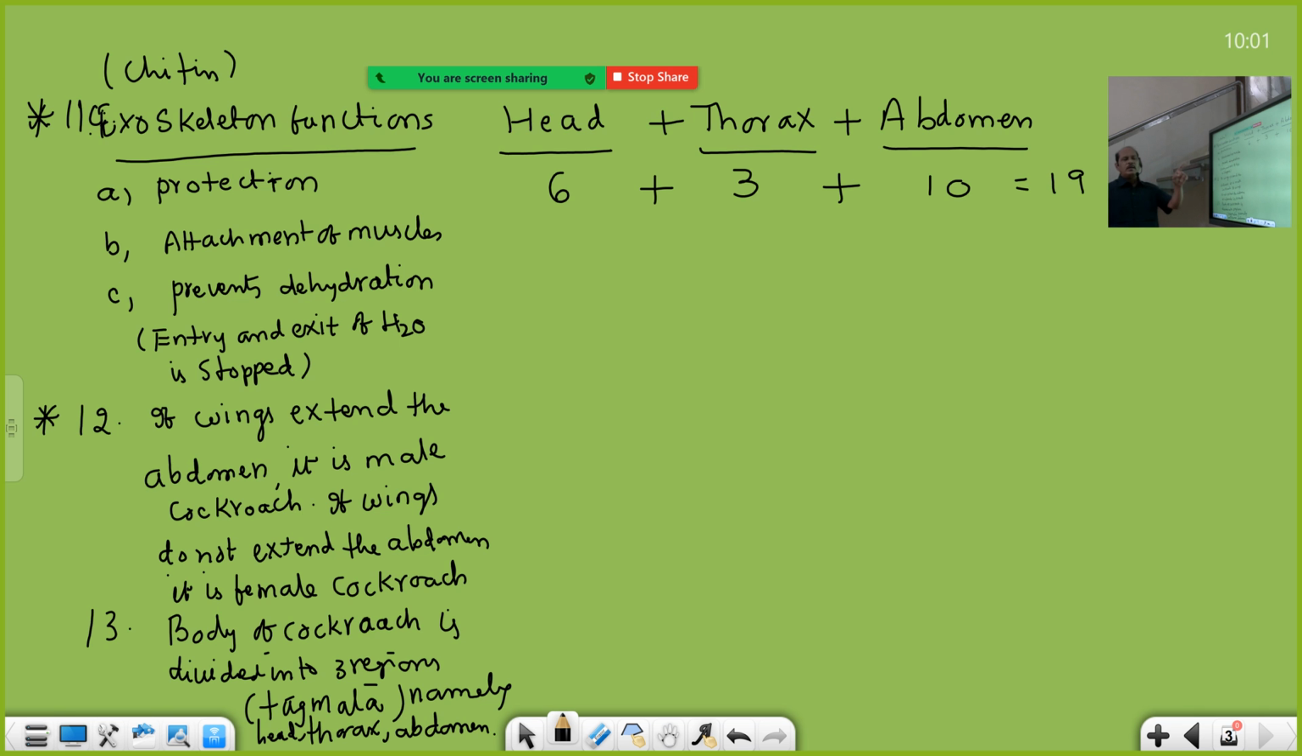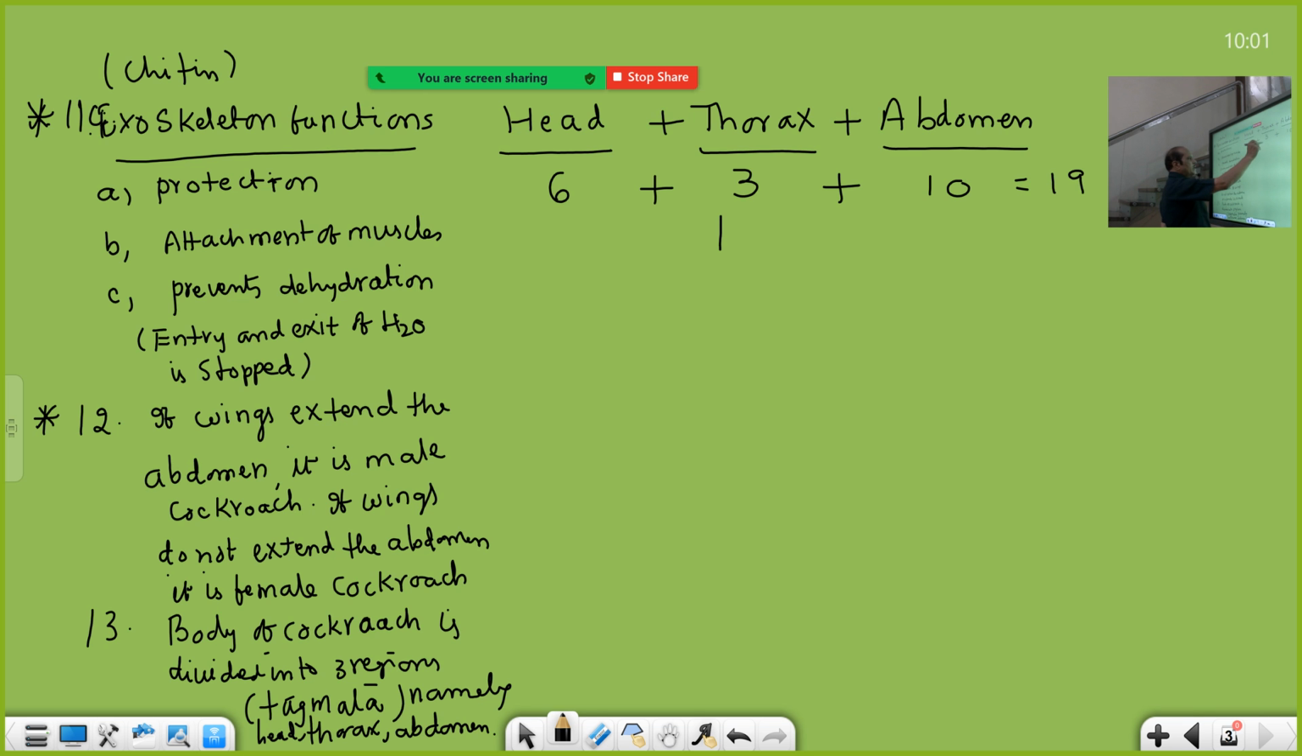So the segmental formula you take, it will not be given in any book, even Academy or NCERT book. 6 plus 3 plus 10 is the segmental formula of the Periplaneta americana cockroach. 6 segments fused to form head, 3 segments thoracic region, 10 abdomen. These are fused. So how many segments are there in the head region? 6. These are invisible, but the thoracic and abdomen region segments are clearly visible, but these are not visible because they are fused to form the head region. So that is about the formula of the head, thorax and abdomen.